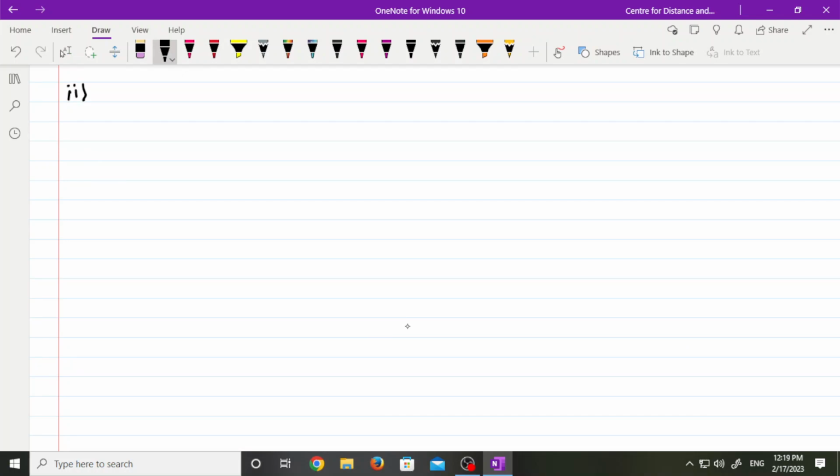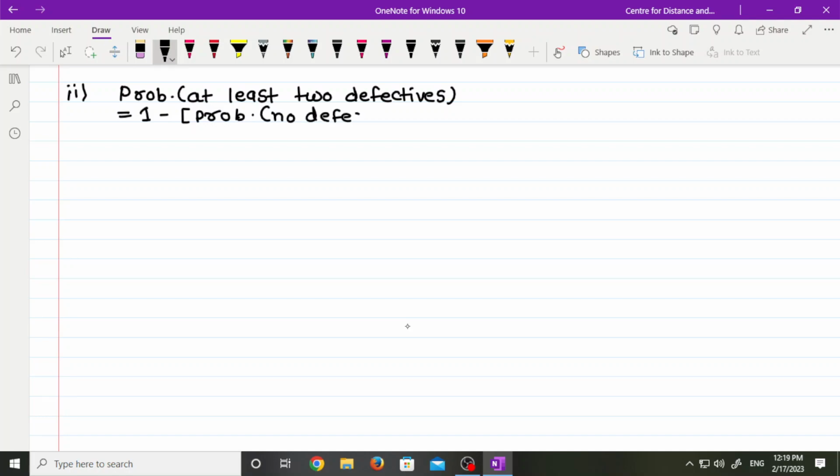Second, probability at least 2 defectives. So, here we have to find out the value 1 minus probability for no defective, that is for x is equal to 0, plus probability of 1 defective, that is x is equal to 1.